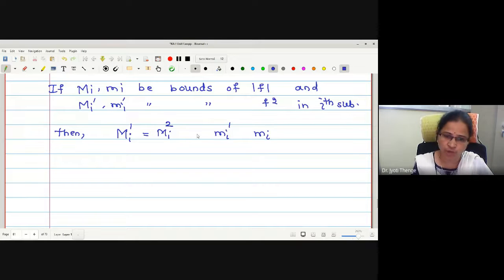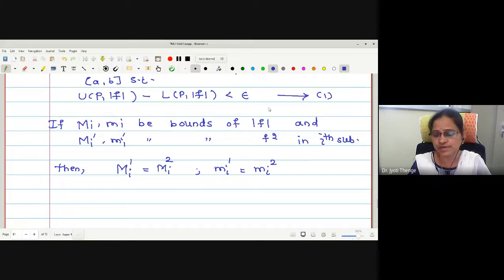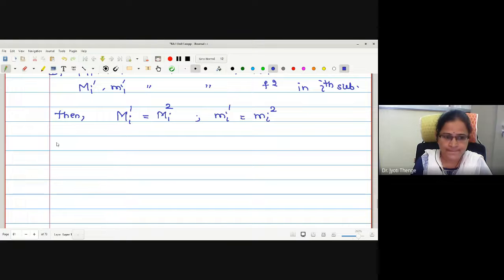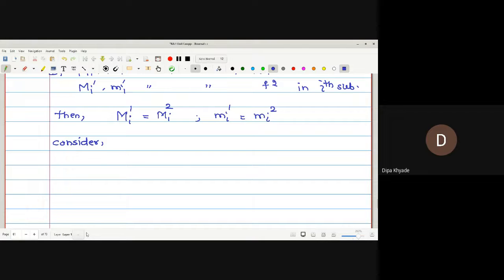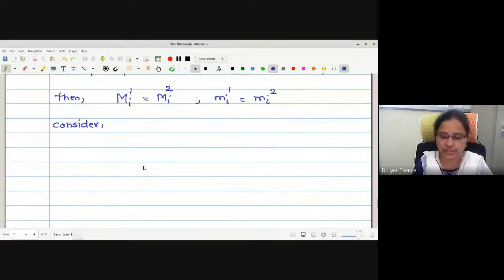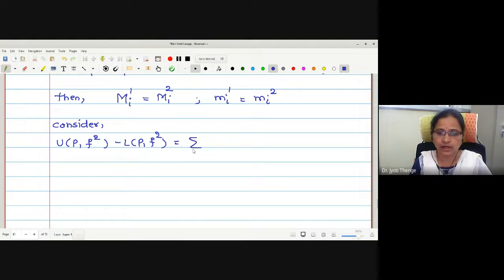Therefore, I can write the relation between the bounds as capital Mi dash is Mi square, small mi dash is mi square. If you write these as the bounds of f, it is not possible to write the relation between the bounds like this. Is it okay? Understood this or not? Now we are going to check the condition of integrability for which function? The f square function, correct? And what is the aim to show? This is less than epsilon.